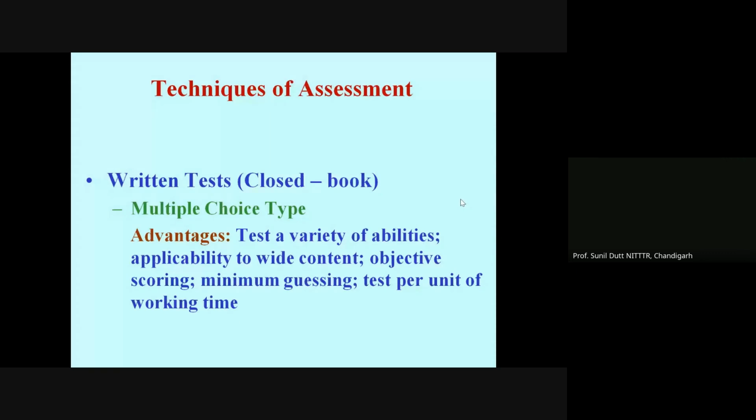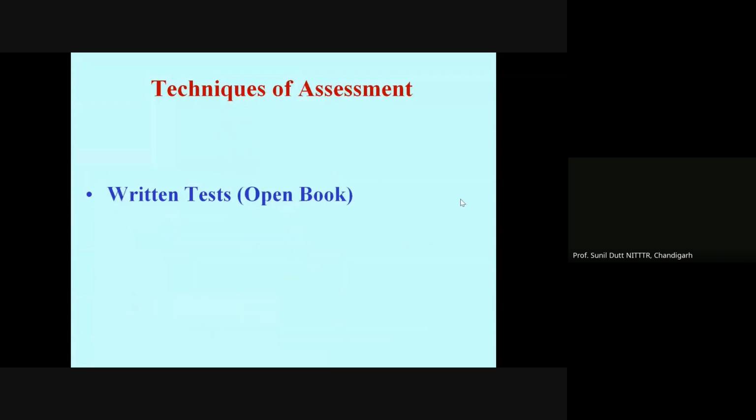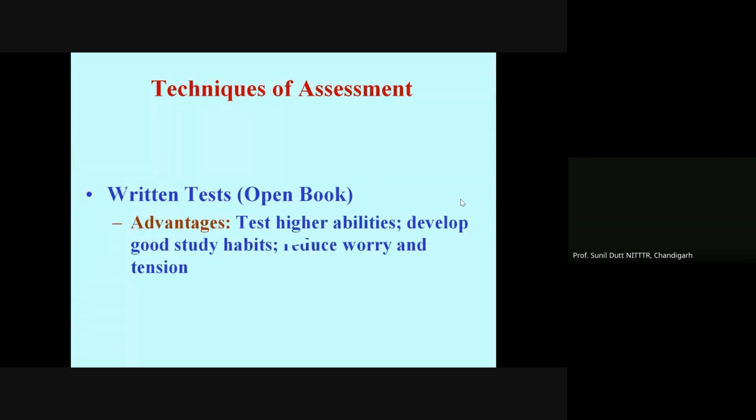So please prepare multiple choice questions in such a manner that they contain four answers. There should not be options like all of these, none of these. You can measure varied learning abilities. You can go up to the creation stage. Now then we have open book examination.